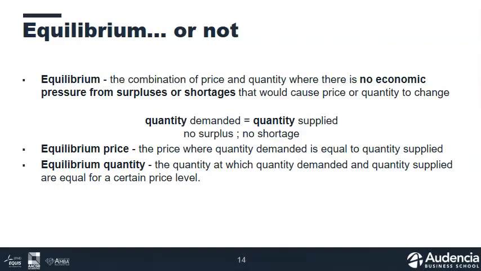So equilibrium, again, is the combination of price and quantity where there is no pressure from surpluses or shortages that would cause price or quantity to change. We arrive at this point where quantity demanded equals quantity supplied. There's no surpluses and there's no shortages. At equilibrium, we arrive at the equilibrium price, where quantity demanded is equal to quantity supplied. And we have the equilibrium quantity, where quantity demanded and quantity supplied are equal at a given price.